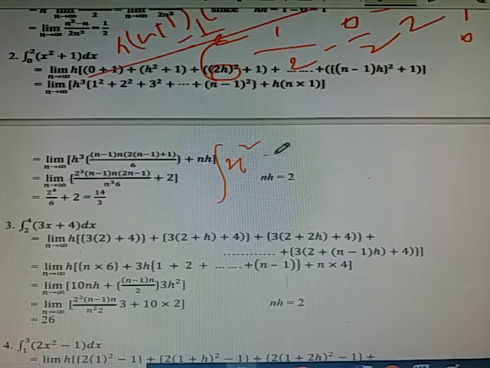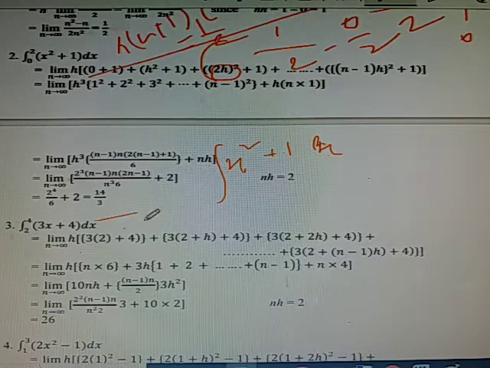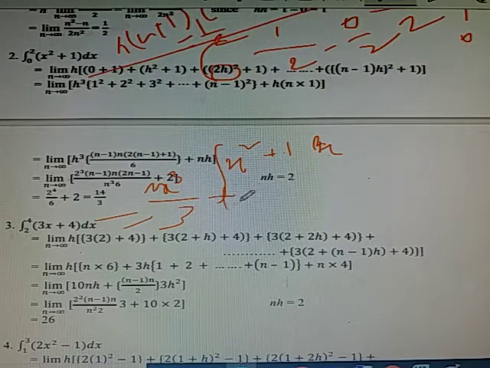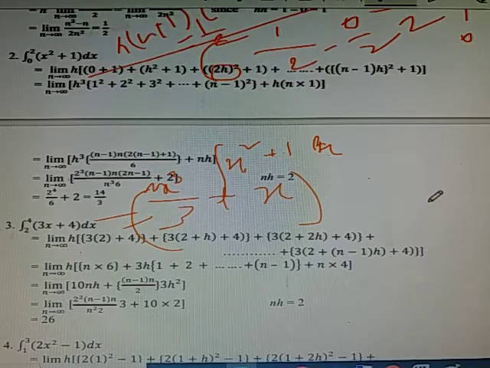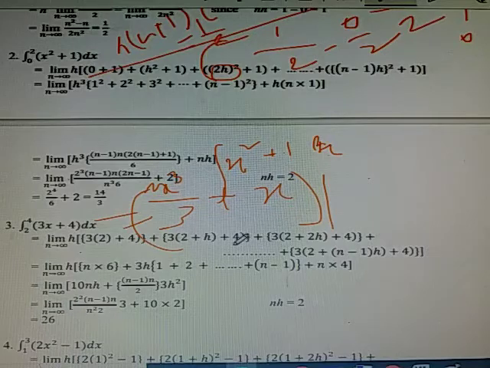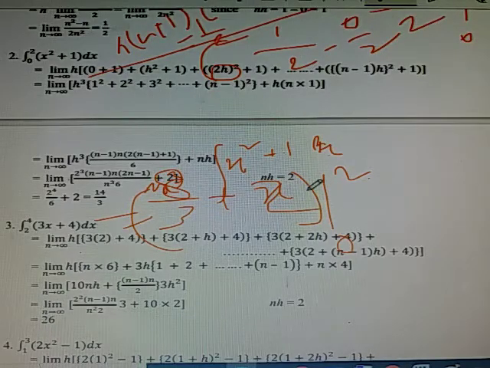And using the formula, it is the integration of x cube... x square plus 1 dx, which is equal to x cube by 3 plus x, since the integration of 1 is x, and it is from 0 to 2. So it is 2 cube, 8, so it is 8 by 3 plus 2, and the other part is 0. So this is 14 by 3.